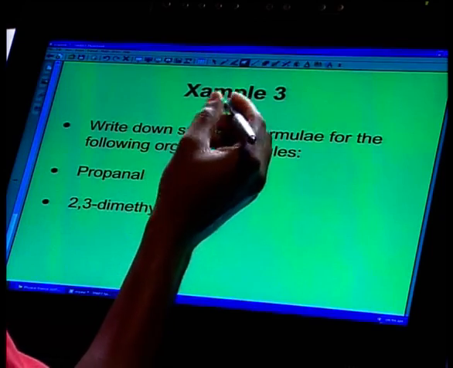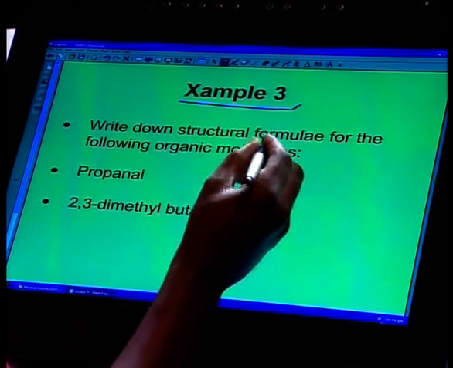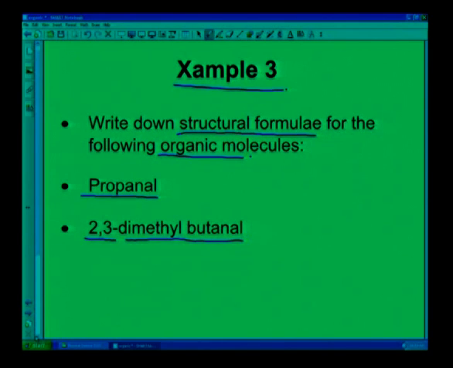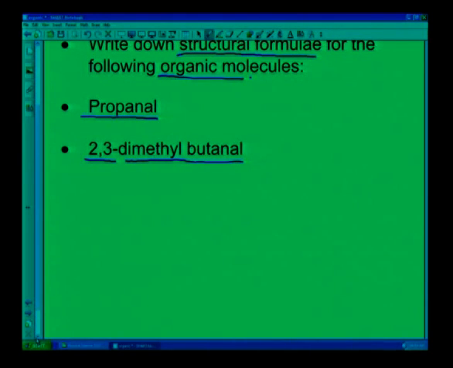Example 3 wants us to talk about structural formulae of the following organic molecules, and we're talking about propanal and 2,3 dimethyl butanal. Okay, so those are the 2 molecules we need to work on, show structural formulas of. So propanal, the basic thing is that we know it's 3 carbon atoms, prop. Up to there, we've got that 3.